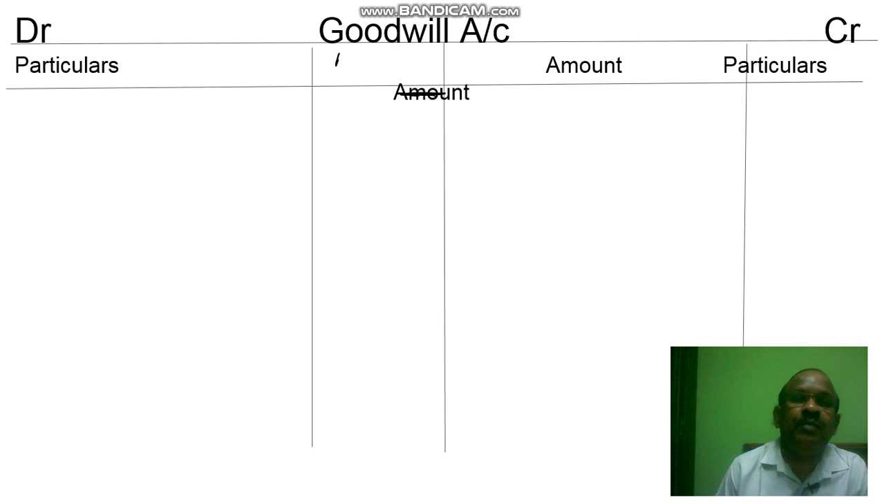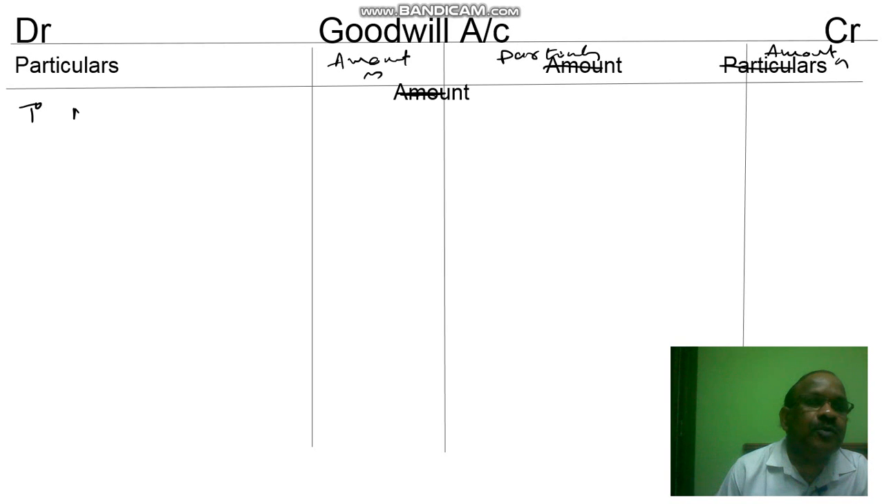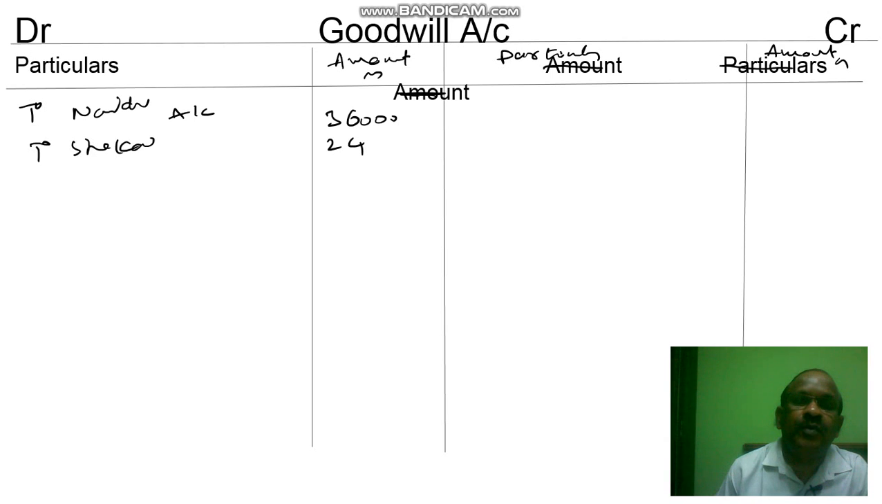So here the amount rupees. So here it is also mistakenly put. It is particulars. It is amount rupees. So here we write the entries. At the time, initially goodwill account debit to Naidu account. So to Naidu account here is 36,000, to Shaker is 24,000. When the goodwill account is written off, we are writing all the partners' accounts debit to goodwill account.